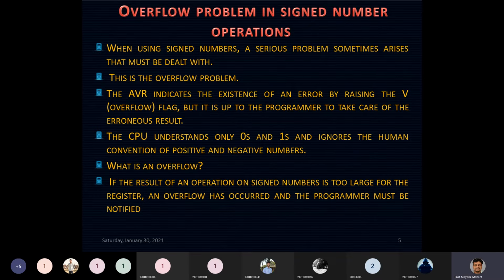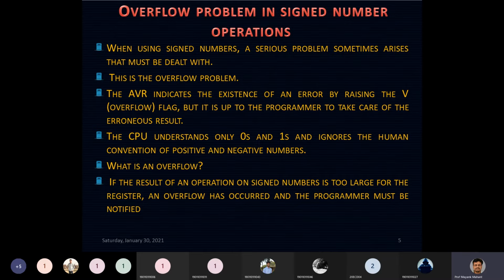So yes, it is the task of your AVR microcontroller to indicate that there is an overflow, but who is going to take care of it? The programmer needs to take care of this overflow problem. Now the CPU only understands the values of ones and zeros. It doesn't understand anything else, and ignores the human convention of positive and negative numbers. It is not going to deal with what humans interpret. So it is going to tell you that an error occurred with the help of the V flag, and it is a mandatory task of the programmer to take care of this overflow problem.